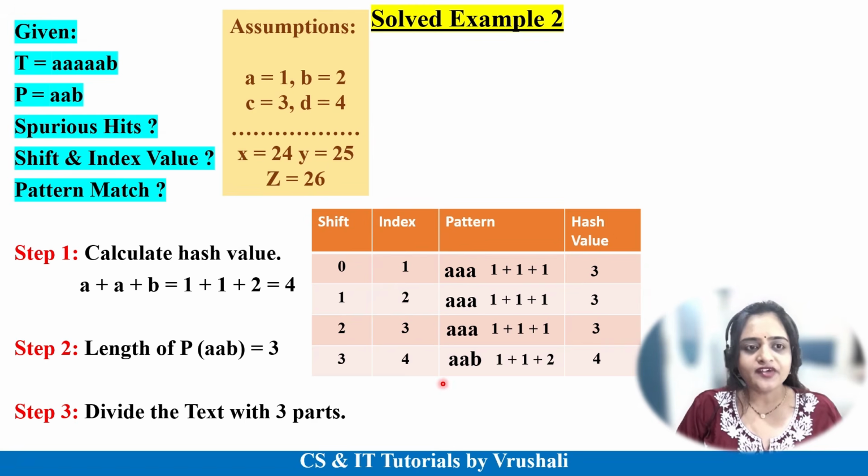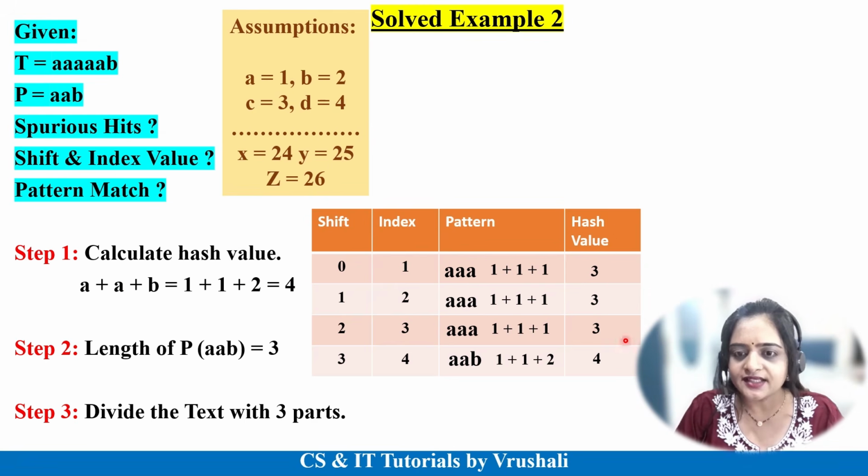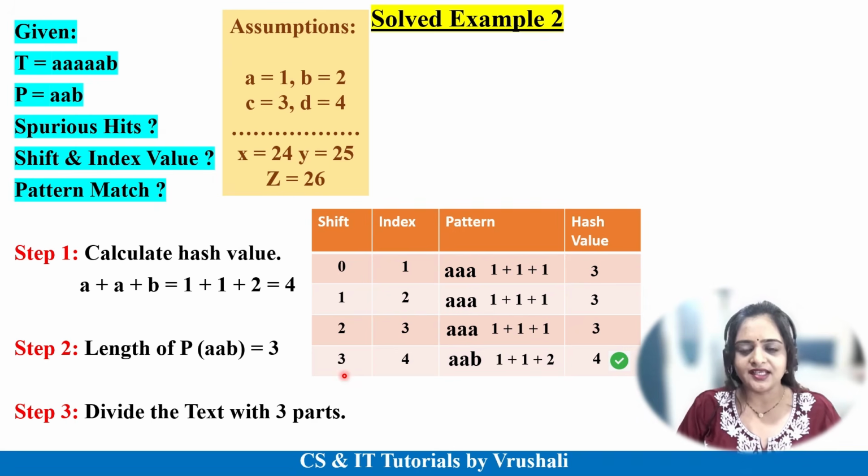Now our question is how many spurious hits are there, and find the pattern match. Now check. What is the hash value of pattern P? 4. So how many 4s are there? There is only one 4. Means your pattern matches at the 4th index with shift value 3. This is your AAB pattern. Right, this is your pattern matching value.